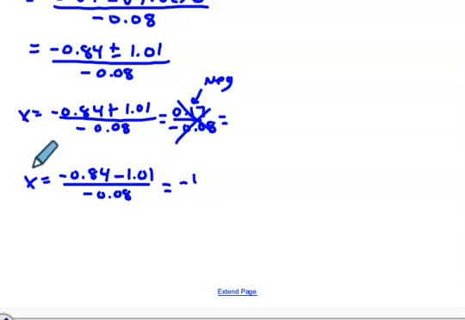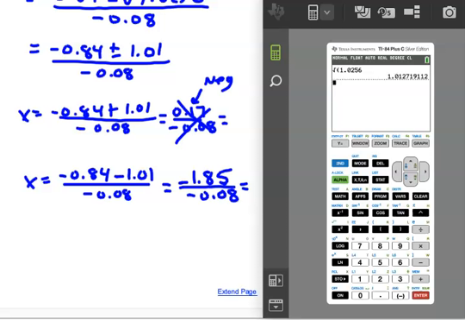like negative 1.85. Sorry, I said 5, I wrote 4. And that's over negative 0.08. That answer is going to be, sorry if you can't read this, I'm just going to do that over again, negative 1.85 over negative 0.08. Okay, that's going to be a negative over a negative, which will be positive, and that's going to be the answer that we do want, which we will punch in right now.